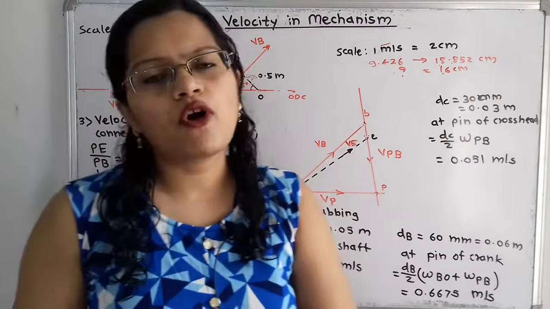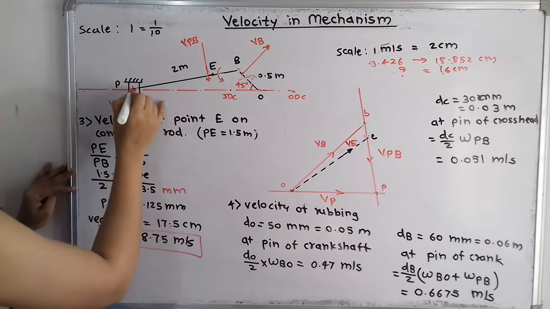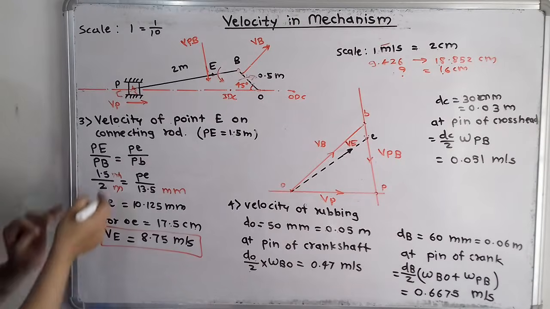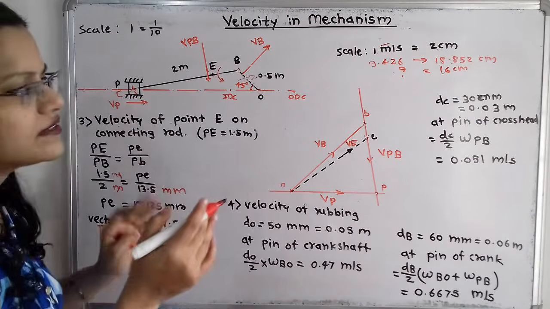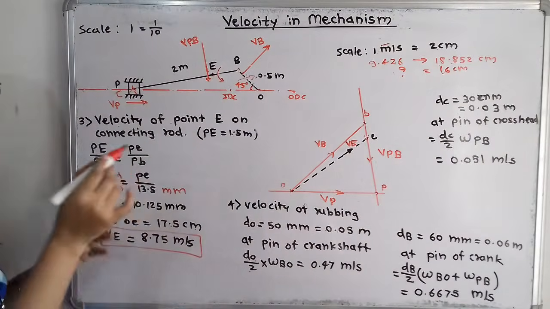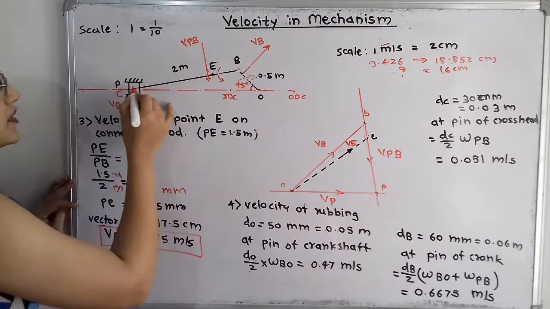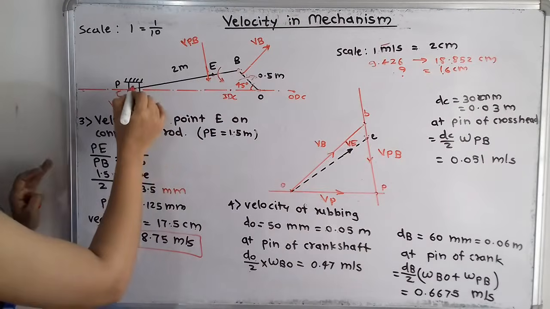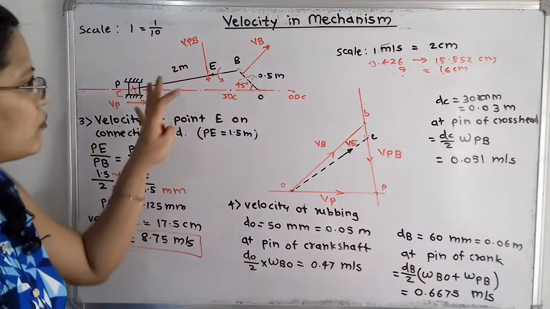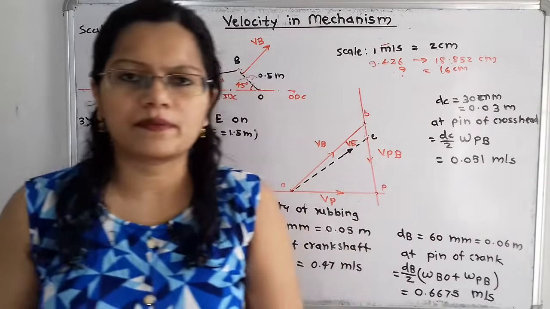Then at the pin of crosshead. At the pin of crosshead, that is here at the point C, where the crosshead is, we have to find the velocity of rubbing. DC is given as 30 millimeter, that is 0.03 meter. At the pin of crosshead, we can say DC by 2, but at this point C only one link is attached, that is PB. So we take omega PB. We have calculated the value of omega PB earlier, so we use that value here, and the answer is 0.051 meter per second.